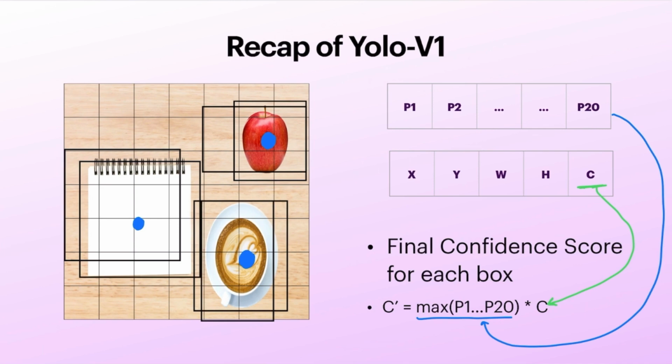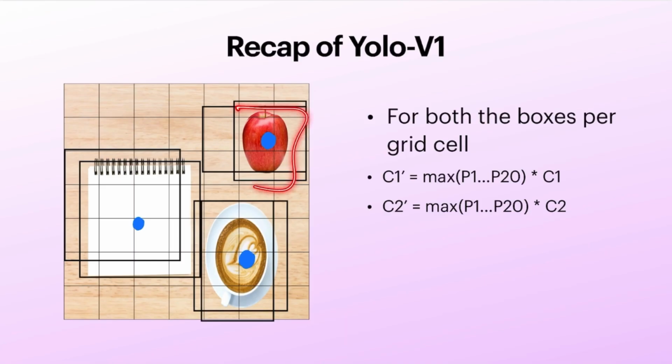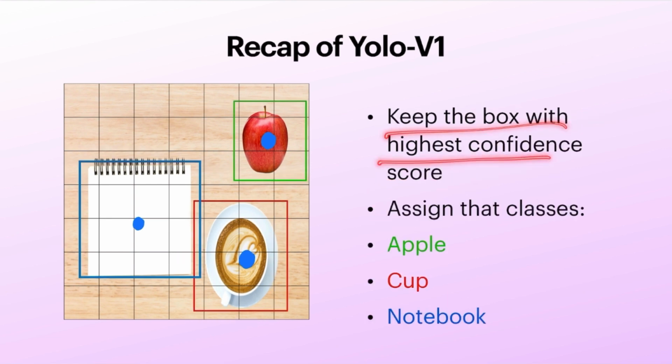The final confidence score for each box is calculated by taking the maximum of all these class probabilities, which gives your final class for this box. Then you multiply this with the confidence score, which is the objectness score, and you get the final value. Like this, you calculate for every box. So if there are 2 boxes for the apple, I will calculate these confidence scores for both boxes, and then I will keep only the box with the highest confidence score. So if you see, this particular box has the highest confidence score, and the category with the highest confidence score is Apple, and likewise cup and notebook.